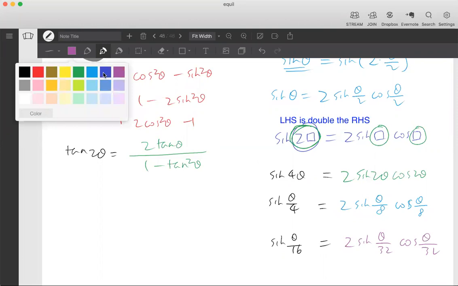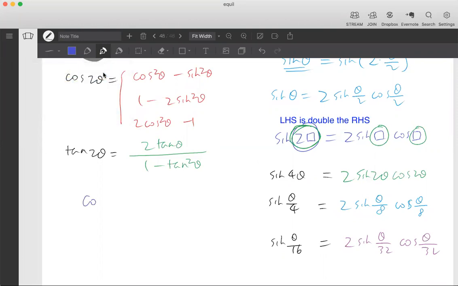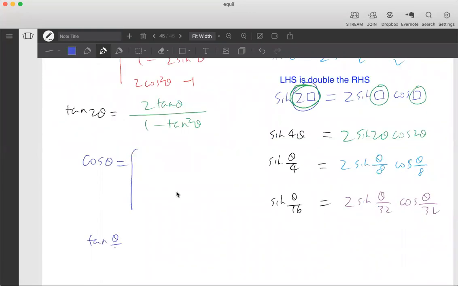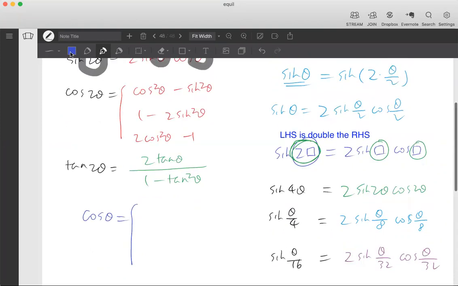So let's quickly go through 2 more examples. I want to write down the double angle formula for cos theta using these 3 different versions, and I want to write down the double angle formula for tangent theta over 2. Sadia, could you please tell us what cos theta equals using the double angle formula?